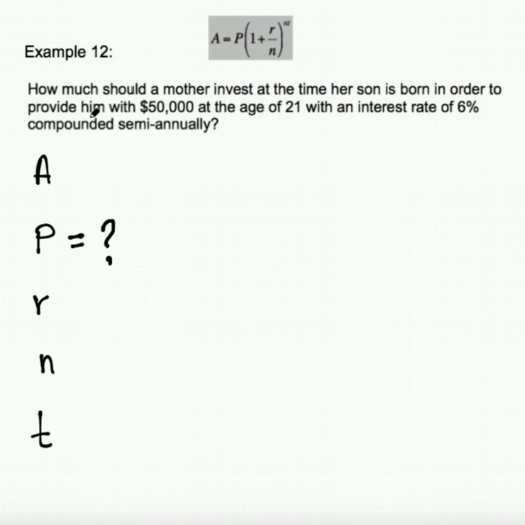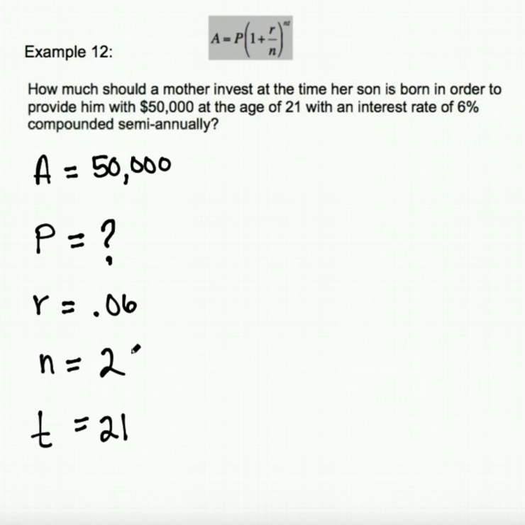In order to provide him with $50,000, so that is my A. That's how much I want to have. By the age of 21, so that's 21 years, that's my T. Interest rate is 6%, so my R is 0.06. And compounded semi-annually. Semi-annually means twice a year, so my N is 2.